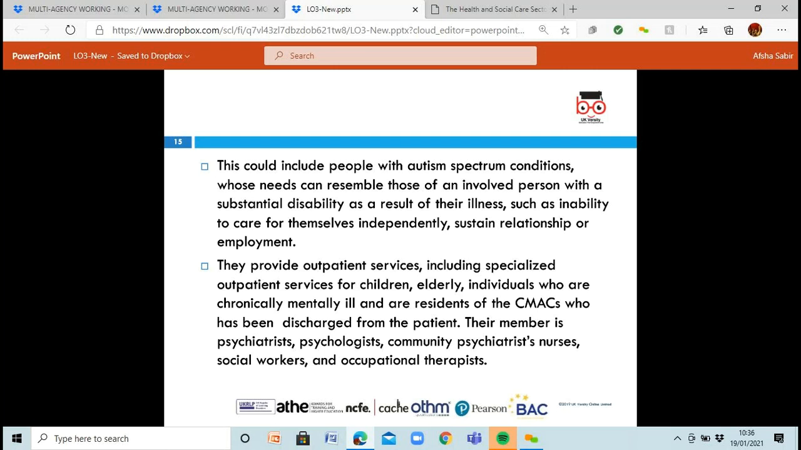So what they provide is outpatient services. It's a specialized outpatient service for children and elderly and individuals who are chronically mentally ill. And these are the residents of the CMACs. So they've either been discharged from whatever setting that they were in before, so they've come under the care of the community health, mental health team.